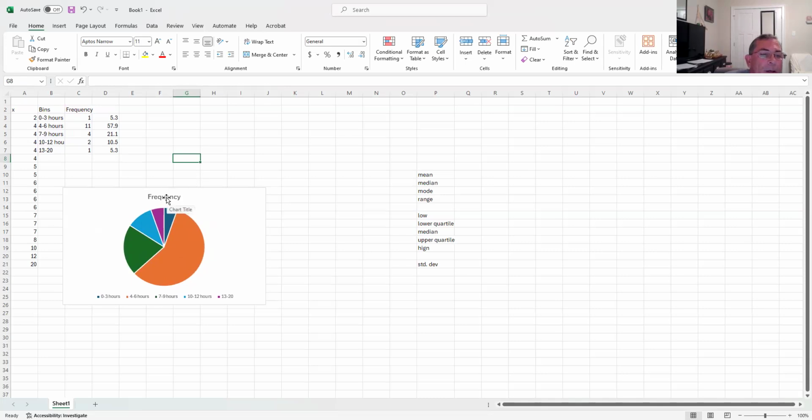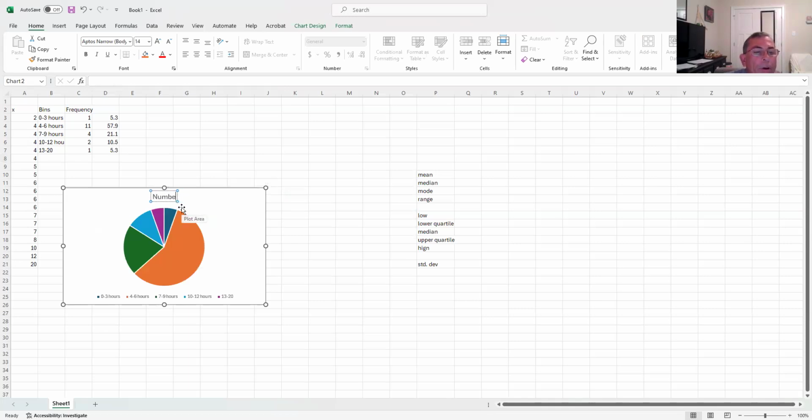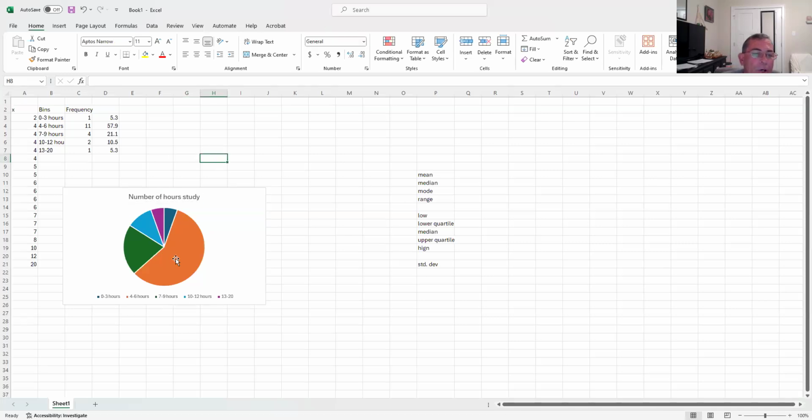And then if you wanted to list, you can come in here and instead of frequency, you could put number of hours study. And then it sort of shows you, when I hover on it, 58% of them were orange, which was between, say, 4 and 6 hours and all that fun stuff, okay? All right, so let's work on mean, median, and mode.